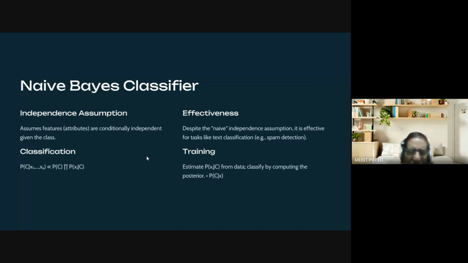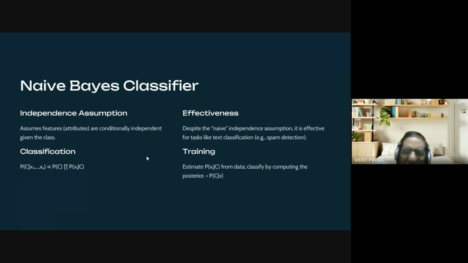Naive Bayes classifier. The independence assumption assumes features are conditionally independent given the class. Classification is P(C | X1 to Xn), which is proportional to P(C) times the product of P(Xi | C). Effectiveness: despite the naive independence assumption, it's effective for tasks like text classification, for example, spam detection.